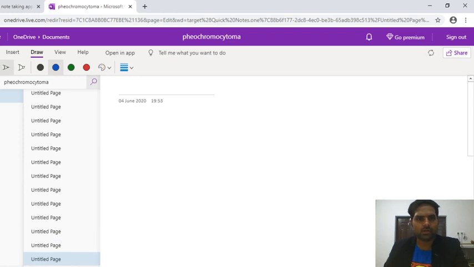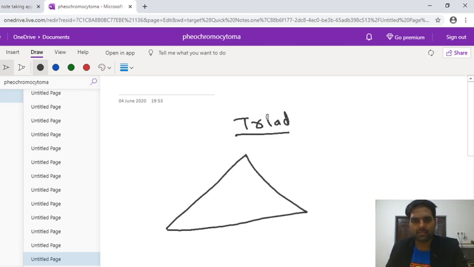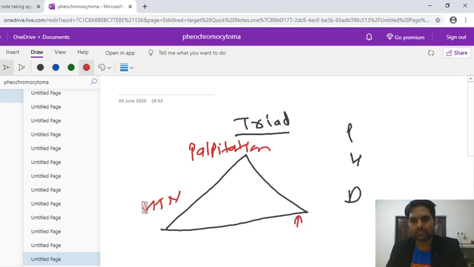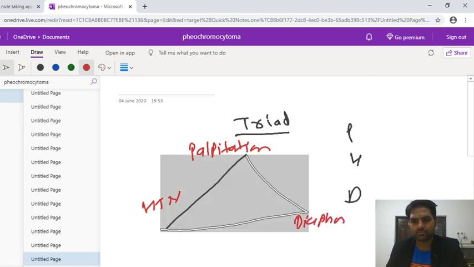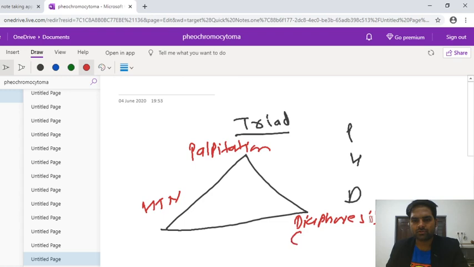Now let's see what the classical triad is. In the clinical features, we have a classical triad in pheochromocytoma, and this can be remembered by the mnemonic PHD, where P stands for palpitation, H stands for hypertension, and D stands for diaphoresis. This diaphoresis is also called sweating.